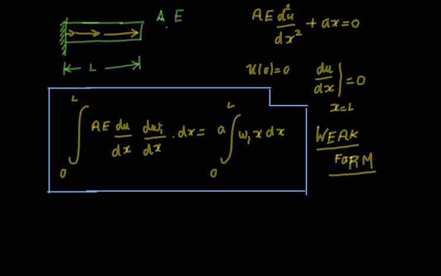Hello everyone, today we are going to solve the problem of a cantilever bar that is subjected to uniformly varying axial load by weak form method. We have already seen the importance of weak form and why it is very crucial to the concept of finite element analysis. Remember, in this lecture series, we are not actually seeing the concept of finite element analysis. We are actually in the process of understanding the birth of finite element analysis.